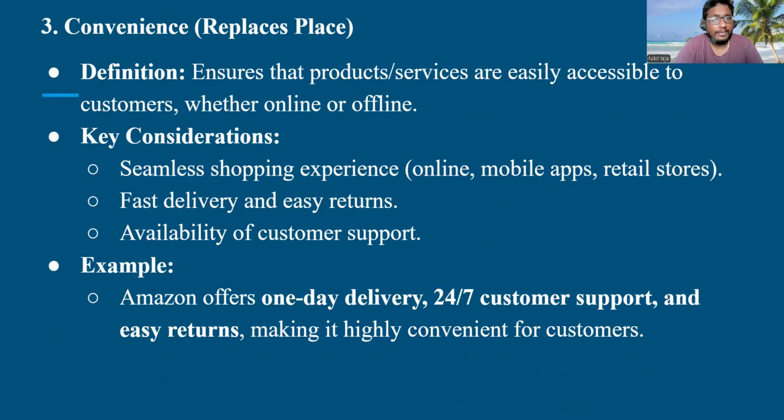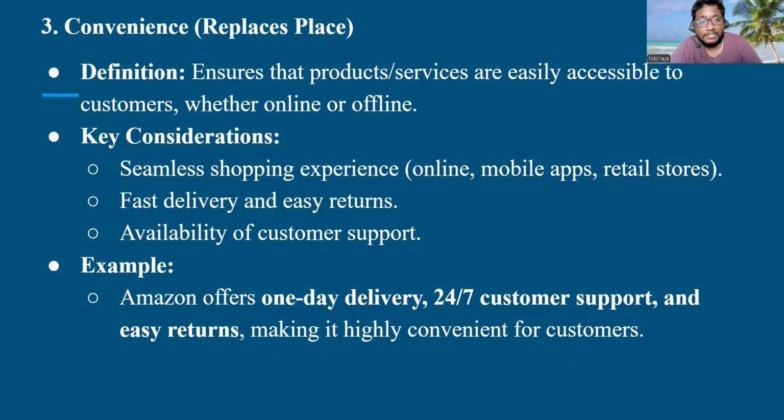Right. Next is convenience. It is replaced by place. So it ensures that products and services are easily accessible to customers, whether online or offline. So place is nothing but, from the business perspective, where I have to place my product, where I have to position my product, online or offline. Convenience is nothing but from the customer's perspective, whether it is accessible to my customers or not. Whether the online place is accessible to my customers or the offline stores are accessible to my customers. You will be thinking from the perspective of the customers, right?